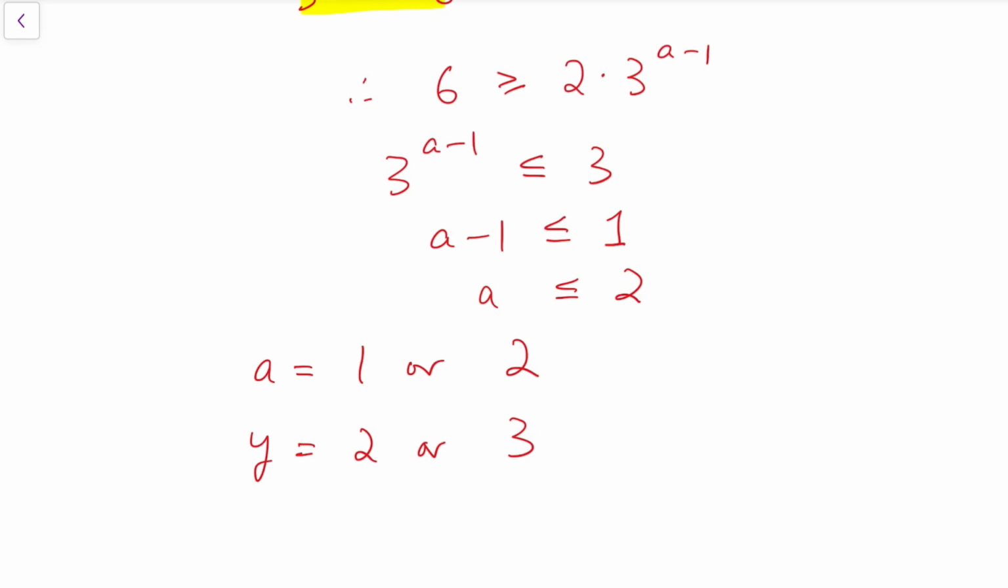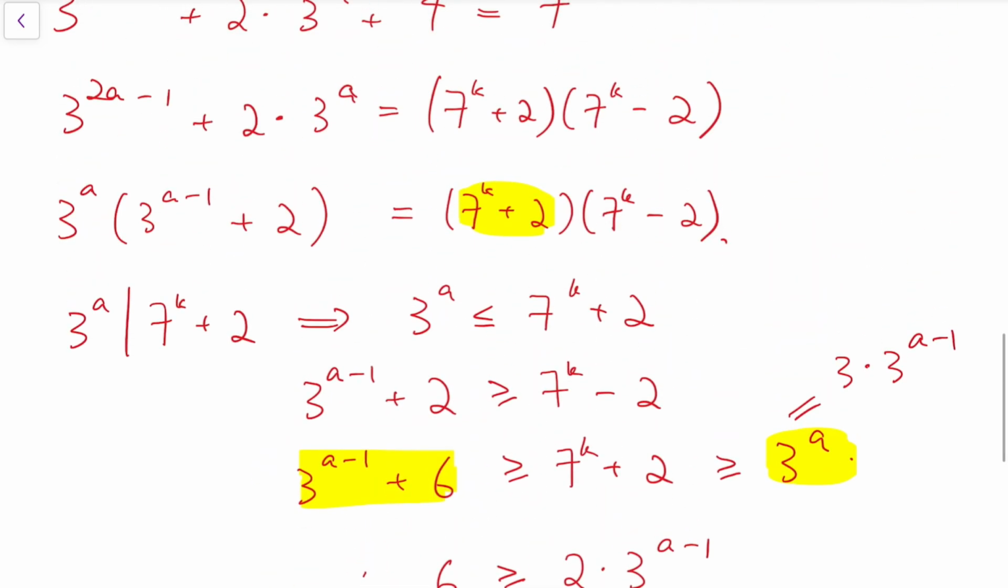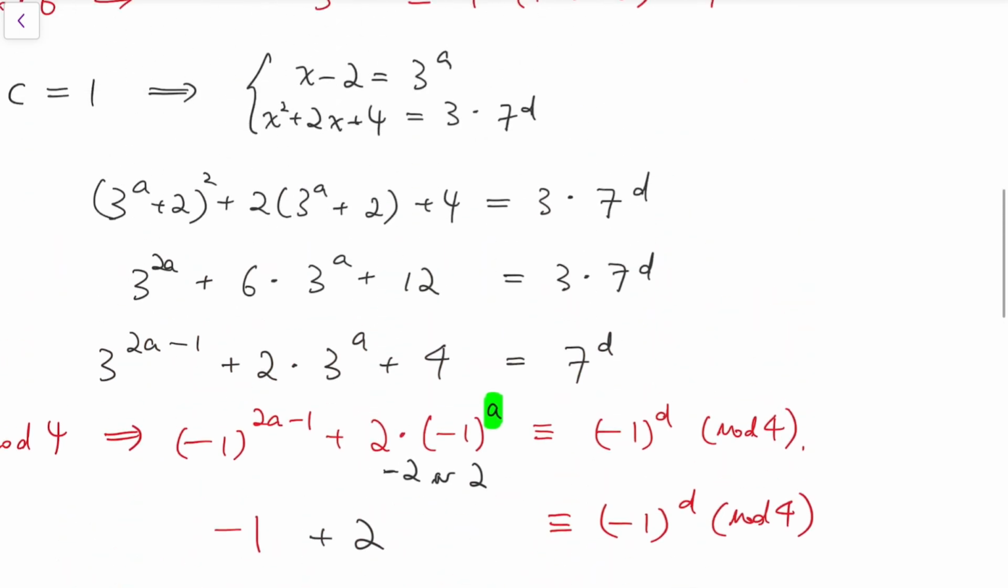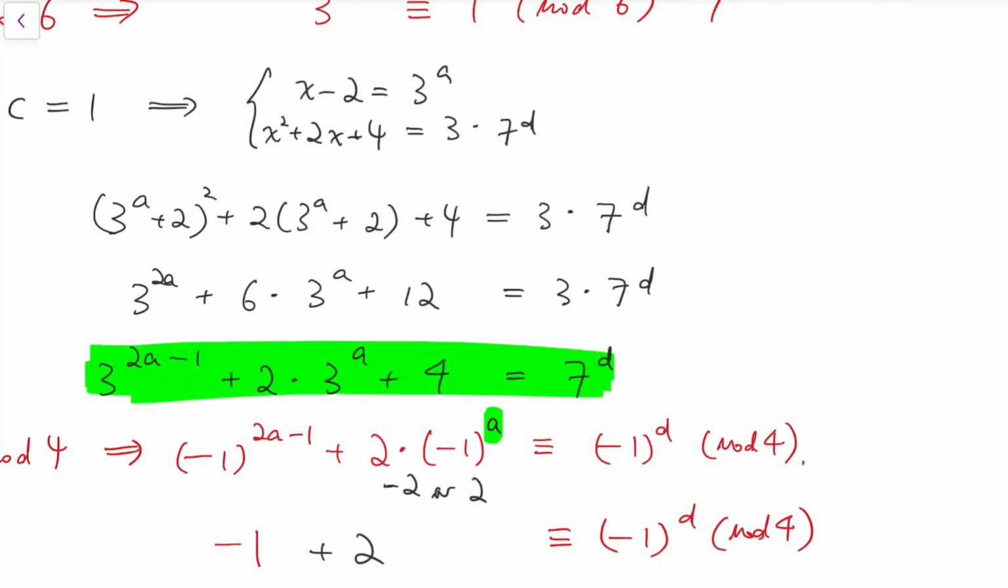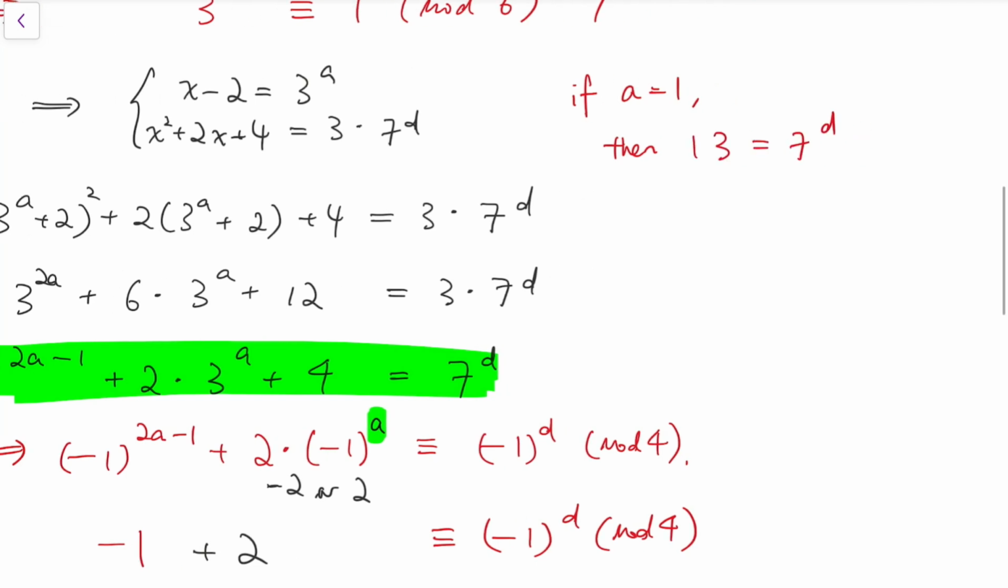And we can bring this back all the way up to this equation, and we can check them one by one. If a equals 1, then we put this into the left side. It's 3^(2-1) = 3, plus 2 times 3, plus 4, so that's 13, equal to 7^d. No solution, clearly.